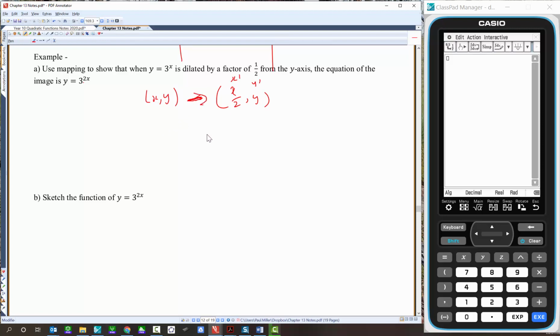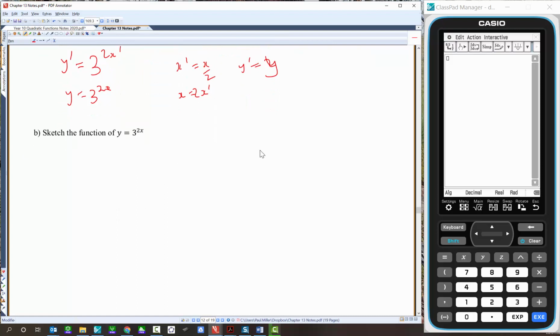That should be an arrow. X dash equals x on 2, y dash equals y, so x will be x2 x dash, and let's sub those things in. So this is our original function. Let's put y dash in equals 3 to x dash, or y equals 3 to the x. So all this represents is a dilation factor 2 from the y-axis.